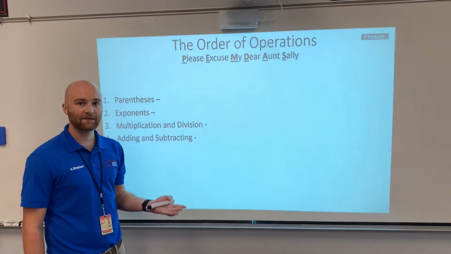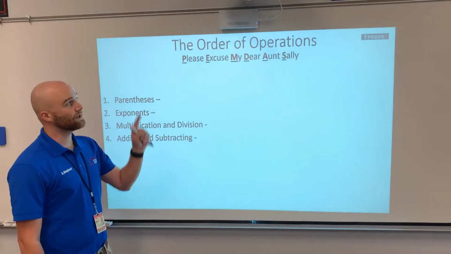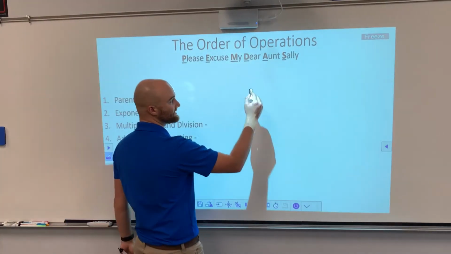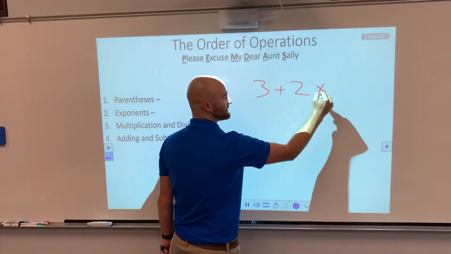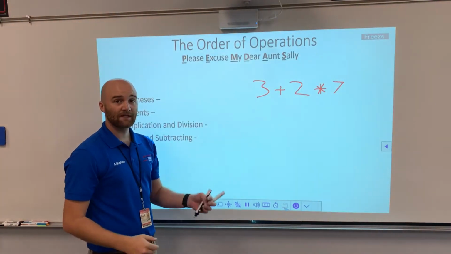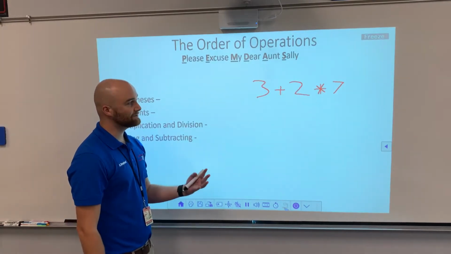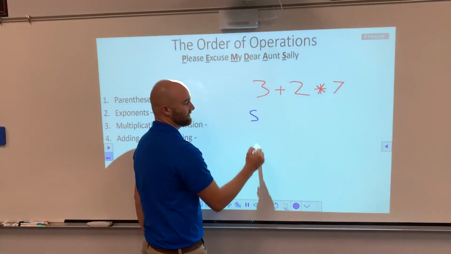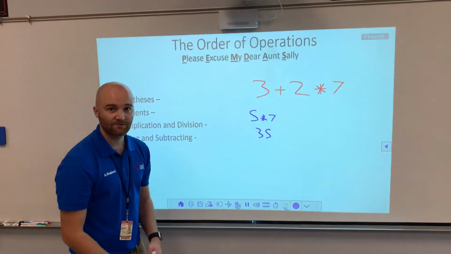Wait a second, I thought math would always get the same answer. Let's look at an example where, if we don't follow the order of operations, we'll get different answers. So let's say I had 3 plus 2 times 7, and me and my neighbor are both working on this problem. I say 3 plus 2 gives me 5, 5 times 7 gives us 35. So I think the answer is 35.